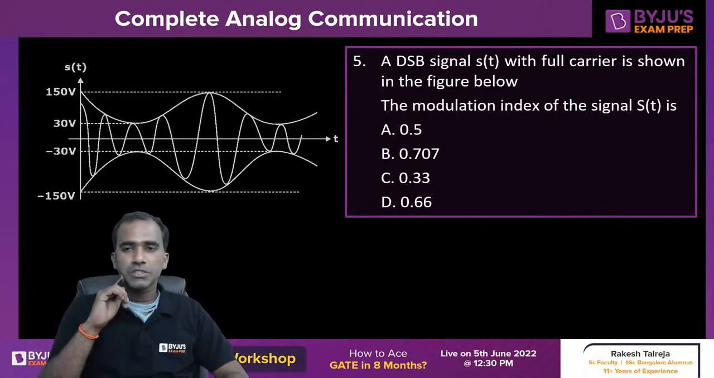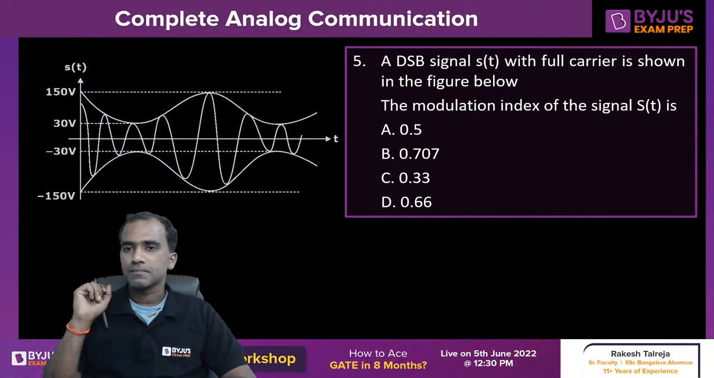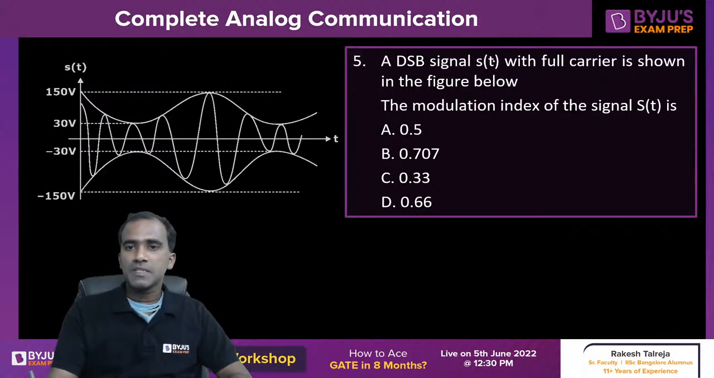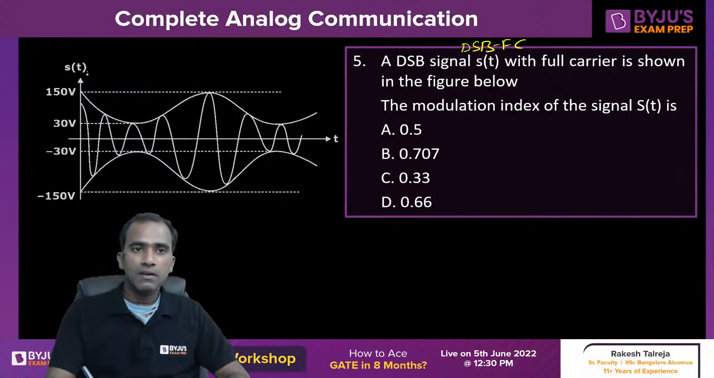This should be an easy question, but the next one with the same data would be a slightly tricky question. First, let us answer this question. DSB signal s of t with full carrier. So what they are saying is they are giving us a DSBFC signal, double sideband signal with full carrier, or AM signal, you can say, as shown in the figure below. So this is the AM signal.